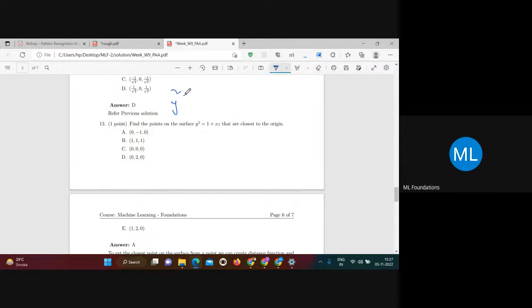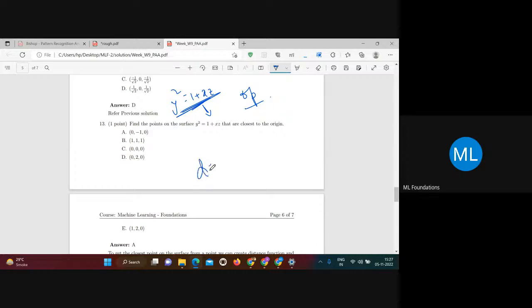y square equals 1 plus xz. What is the constraint? Sorry, this is the constraint, right? This is the condition. Find the points on the surface, so the point should lie on this surface. This is the condition, right? Correct. What is the optimization problem? Find the points on the surface that are closest to the origin. So the point should lie on the surface, but it should be closest to the origin.